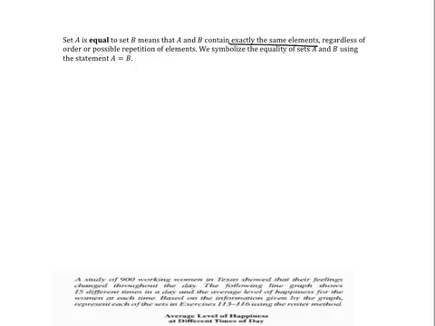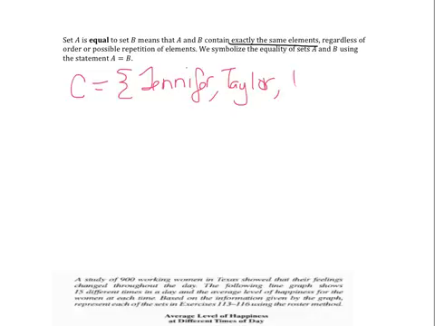So for example, just to change it up with some letters, capital C is the set of, let's see, Jennifer is in this set. Jennifer, Taylor is part of the set, Brittany, and how about Cassandra? Okay, so there are 4 elements in set C.